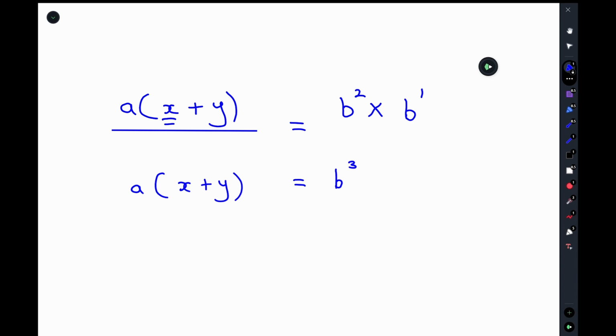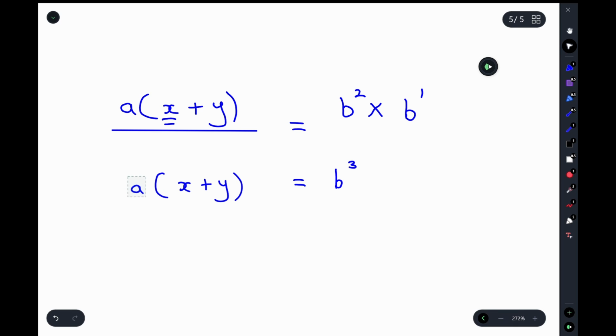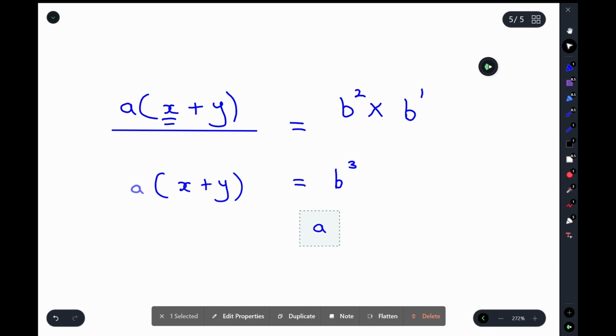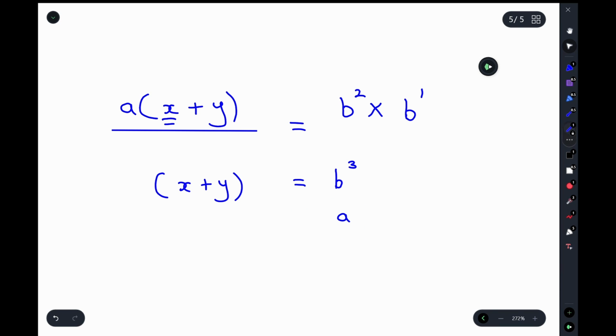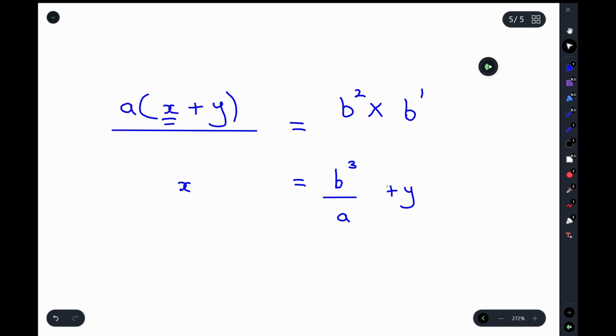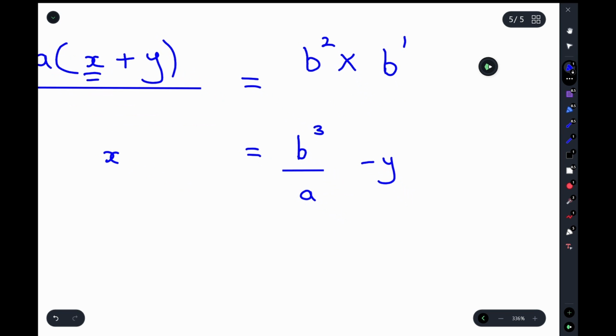The next term to be moved will be a. Multiplied by a, when it is brought to the other side, will become divided by a. And finally, we're going to move plus y to the other side. When we do that, plus y will become minus y. The sign will change, and now we have our expression on the right hand side.